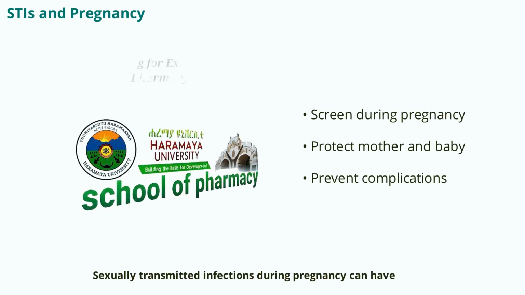Sexually transmitted infections during pregnancy can have serious consequences for both mother and baby. Some infections can be transmitted to the baby during pregnancy or delivery, leading to complications such as premature birth, low birth weight, or congenital infections. Pregnant women should be screened for STIs and receive appropriate treatment to protect their health and that of their child.